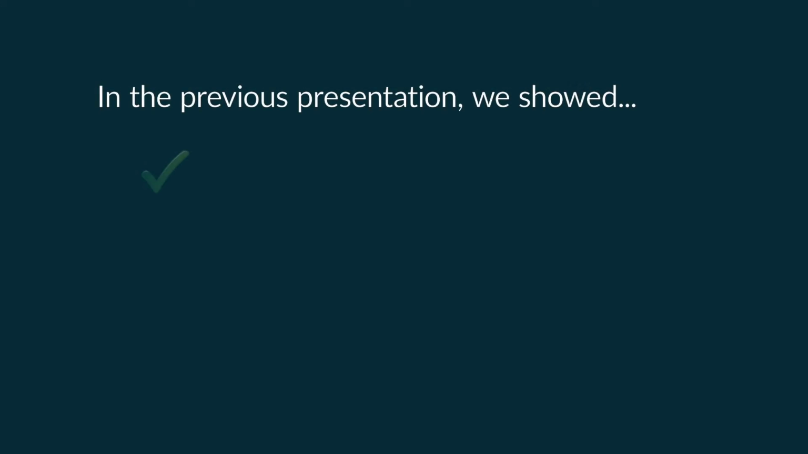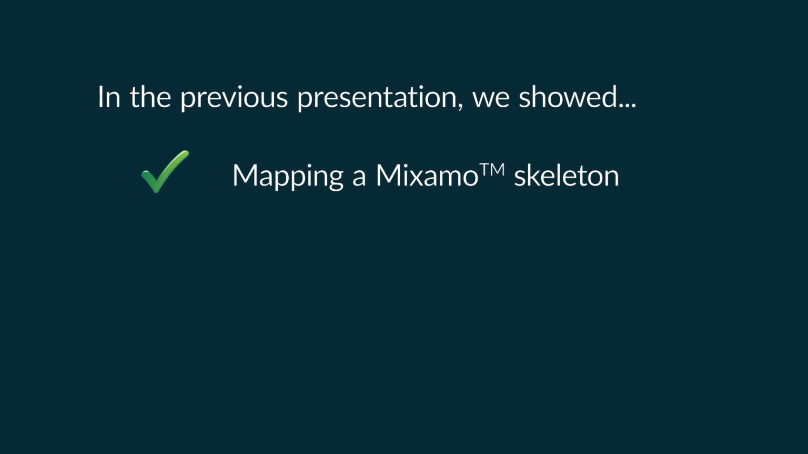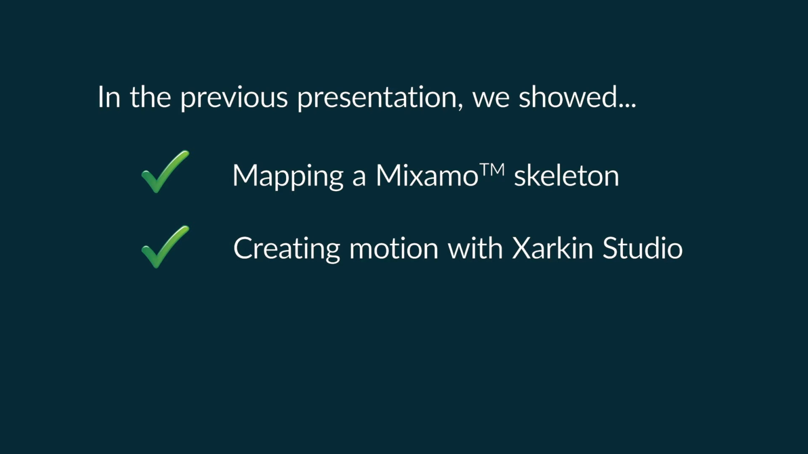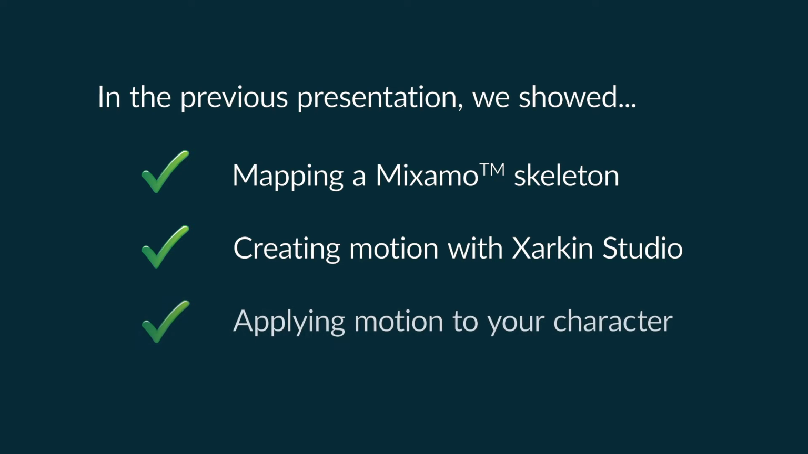In the previous video, we went to Adobe's Mixamo and downloaded and imported an FBX character named Abe into Blender. We then opened Xarkin Studio, which in turn asked us to map this character to a Xarkin topology. Once mapped, we created a motion sequence for this character by loading and modifying gaits from the Xarkin cloud. Finally, we applied the generated motion back into Blender, effectively going from a T-pose to a running character in a matter of minutes.